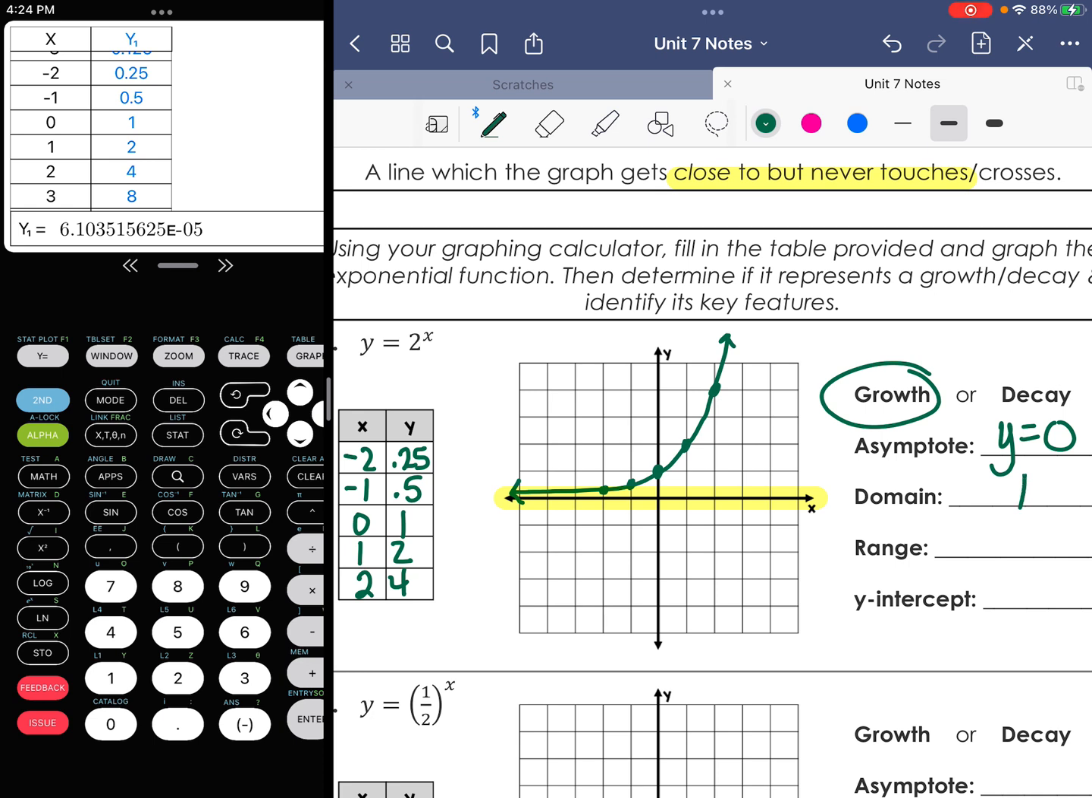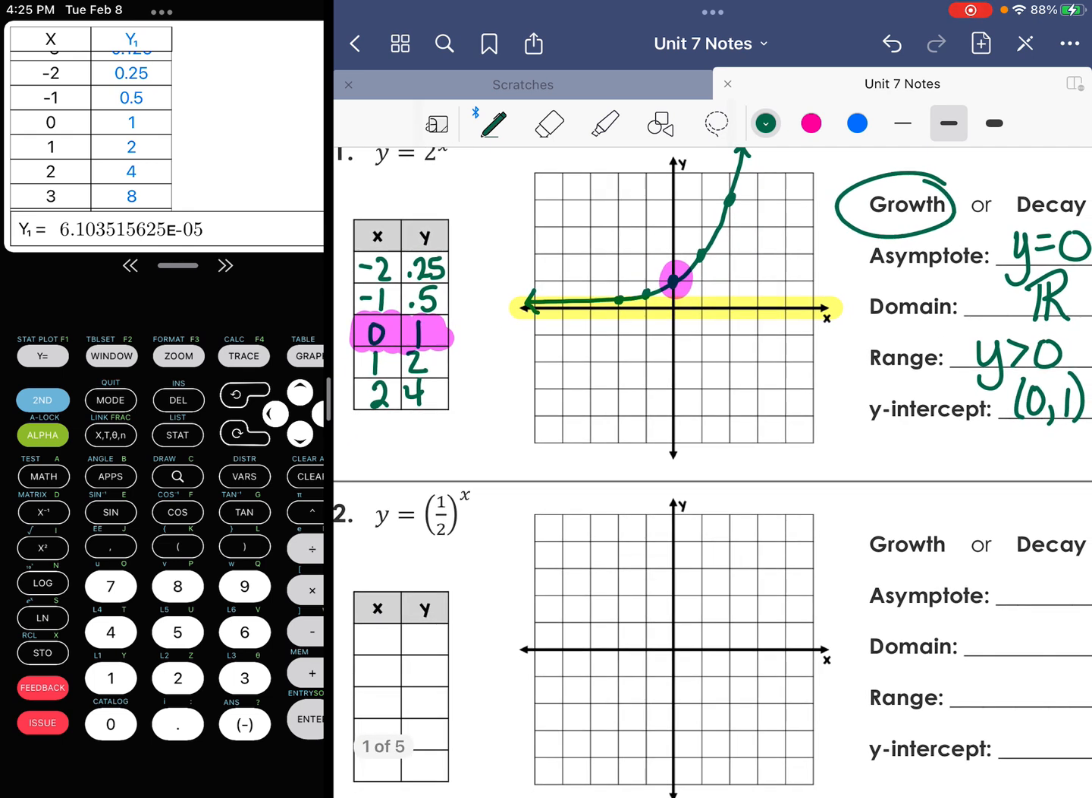The domain of these is going to be all real numbers, much like a parabola was. The range of this is based on the asymptote. So because our asymptote is at 0, our range is everything greater than 0. So we have y is greater than 0. And then the y-intercept is something that you can easily get from either the graph or the table, because it happens where x is 0. So x is 0, y is 1, so the y-intercept is 0, 1. That's it. You're done.